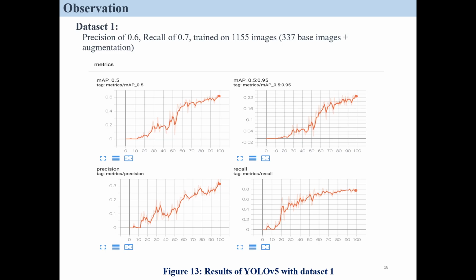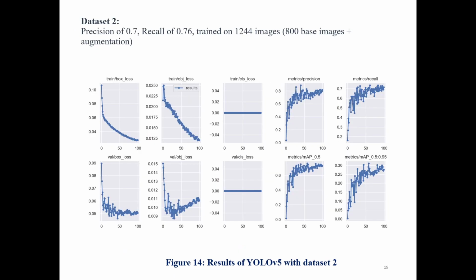This is the observation of the datasets. Here we have used two datasets. For dataset one, we got a precision of 0.6 and a recall of 0.4, trained with 1155 images, where 337 were base images and the rest were augmented. We did augmentation to increase the number of images to get more precision and recall. And this is the result of dataset 2, where we got a slightly greater precision and recall of 0.7 and 0.6 respectively, trained on approximately 1200 images, where 800 were base images and the rest were augmented.